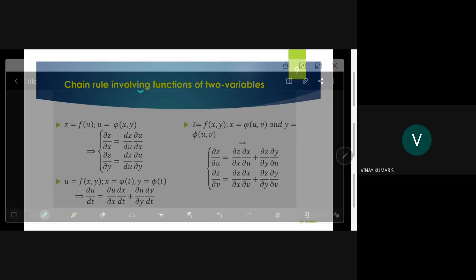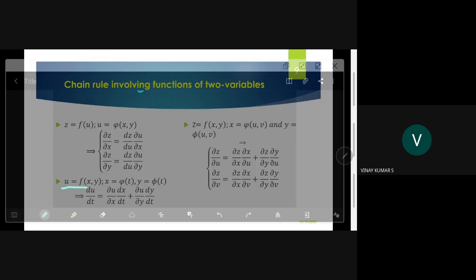You can see here, ∂z/∂x is equal to dz/du into ∂u/∂x. Similarly, ∂z/∂y is equal to dz/du into ∂u/∂y. So this is one possibility. The other possibility is this one.